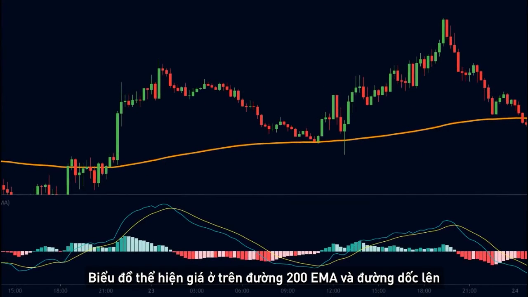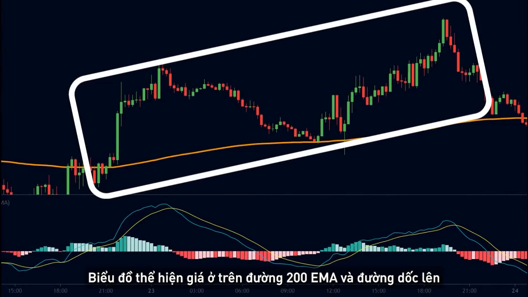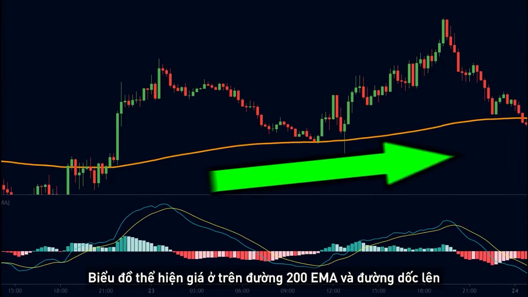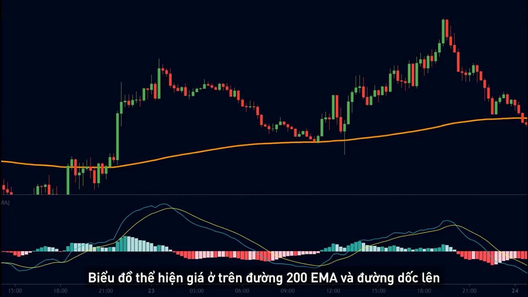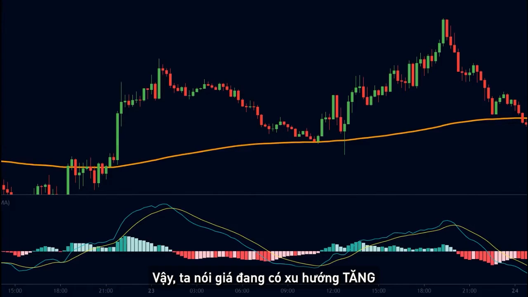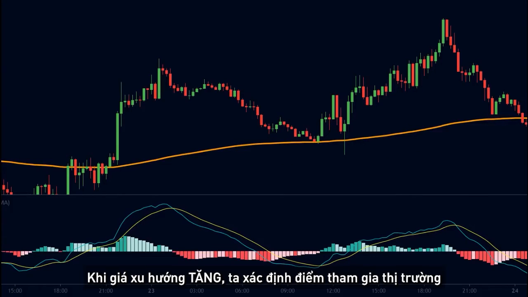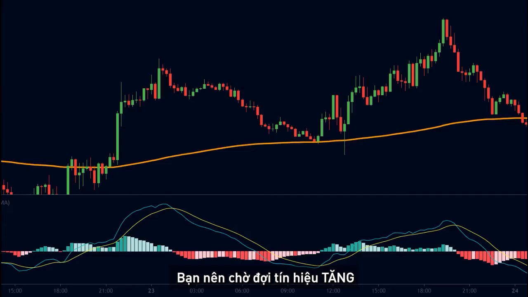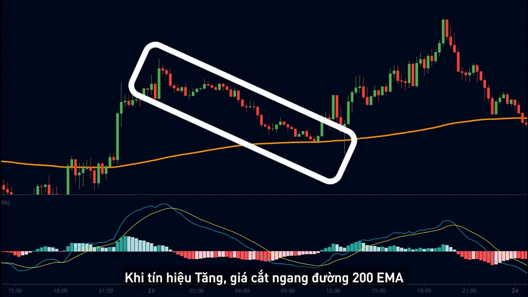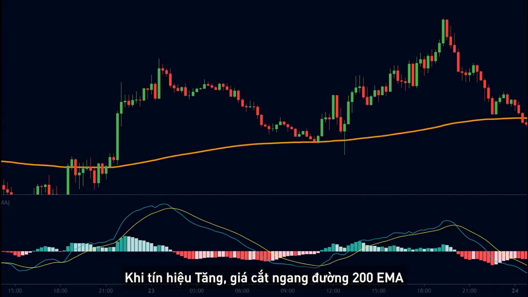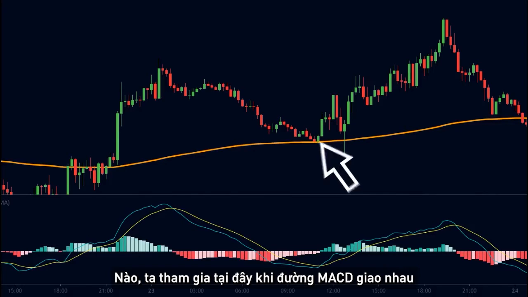Here on this chart, we see that the price is trading above the 200 EMA and the EMA is also sloped upwards. Hence, we can say that the price is in an uptrend. Now, in an uptrend we will be looking for a buying entry only. So we want to wait for a pullback. Here we see a strong pullback as the price moves towards the 200 EMA.